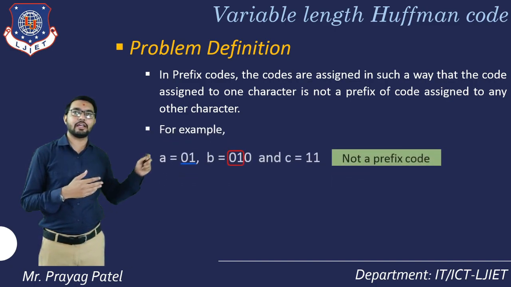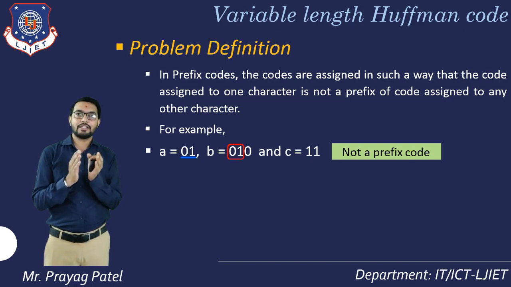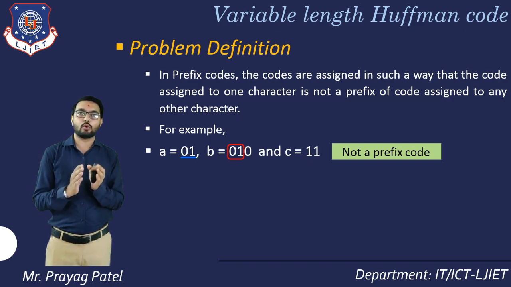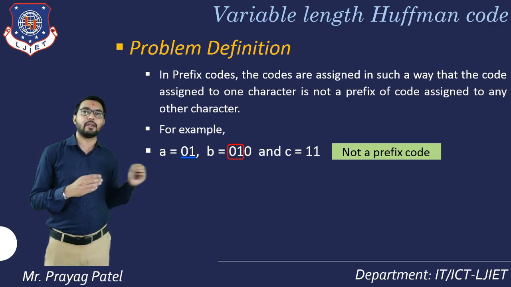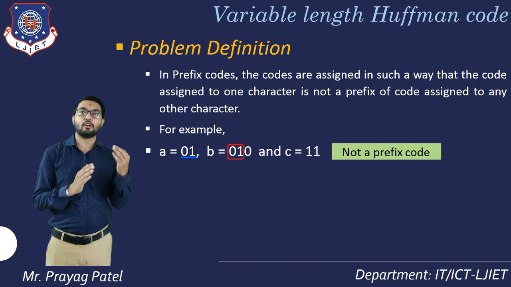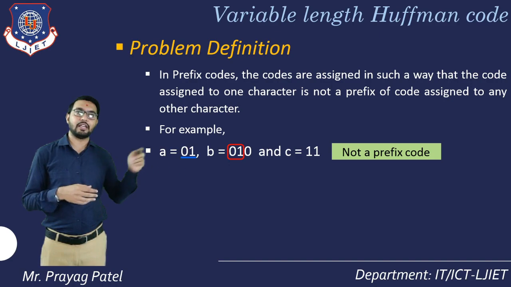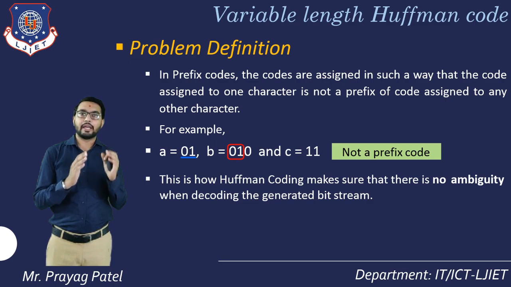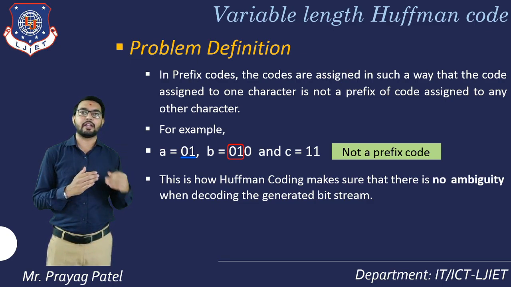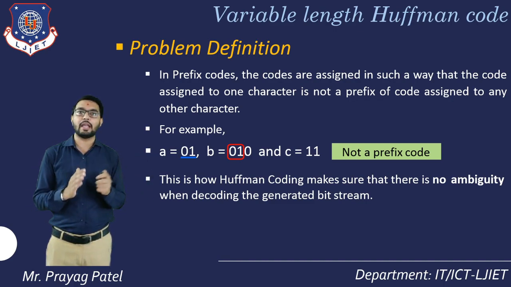For example, consider a equal to 01 and b equal to 010. Then consider the given data 01010. In this case, the first two bits 01 are common to both a and b, so 01 is not a prefix code. Consider C code as 11. Here, these three are not a prefix code. This is how Huffman coding makes sure that there is no ambiguity when decoding the generated bit stream. That's why your codes have no ambiguity.